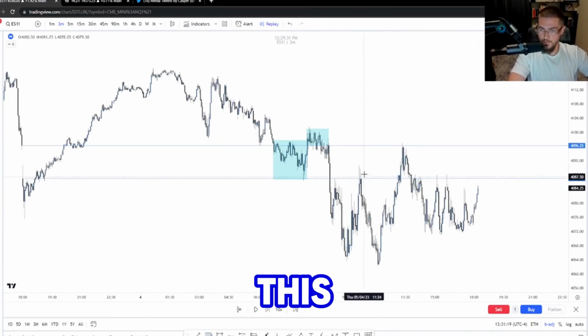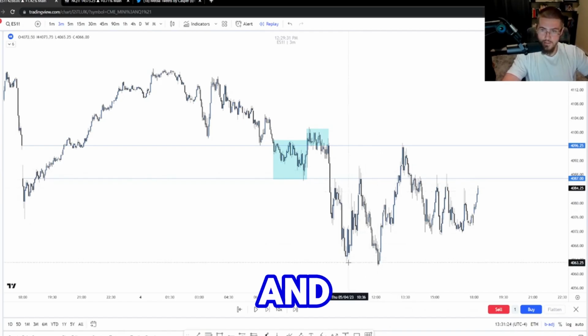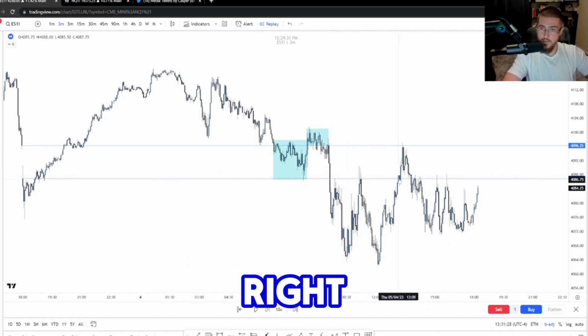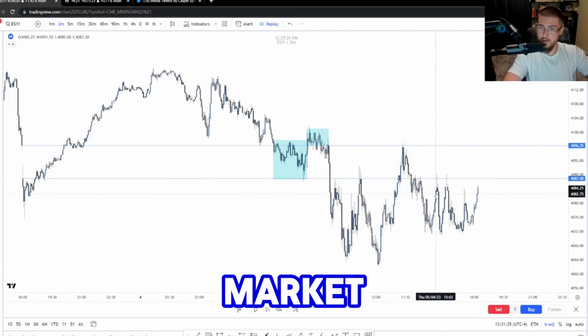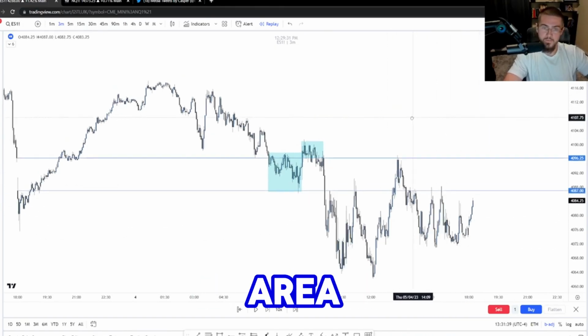Because if you look, this almost acts as some kind of resistance in a way, and you just continuously kind of chop around, take out a high, shift down to a low, right? You come back up, take out this high, shift down. Where do you go? Down to this low, right there. And the market comes up, takes out a low again. You can see the market's just rejecting off this area.